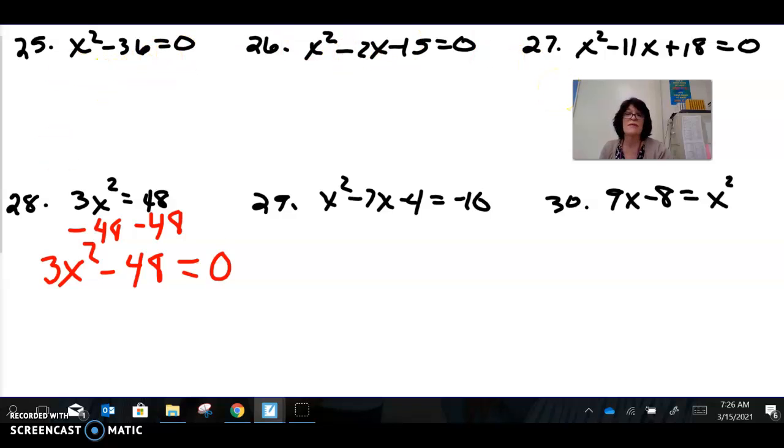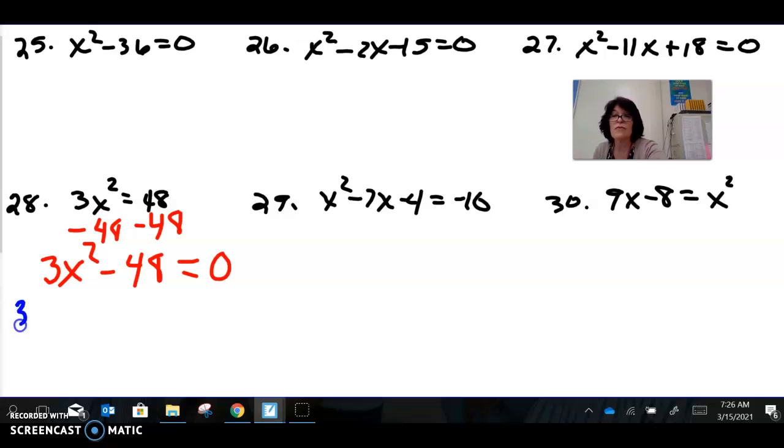I can't do this if it's not set equal to 0, because that's how I can set the two products equal to 0, okay? This is a special one. Those aren't the difference of two squares, right? 49 is 7 times 7, but 48 isn't a perfect square, and I only have the two terms. In some of these, you're going to have to factor out a greatest common factor first, okay?